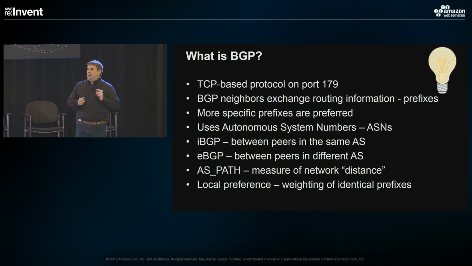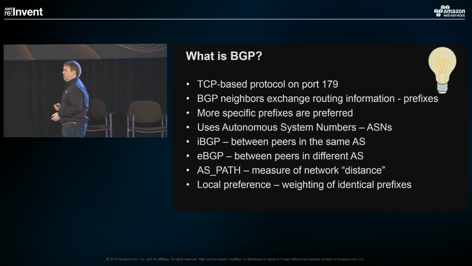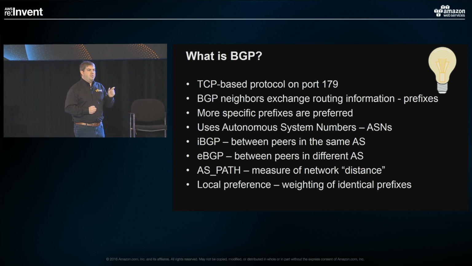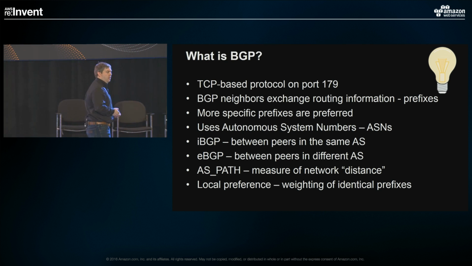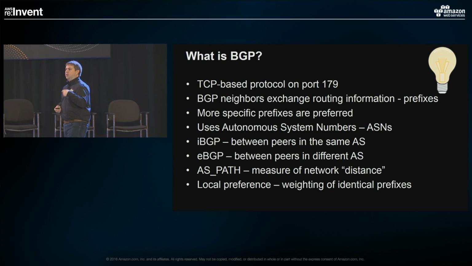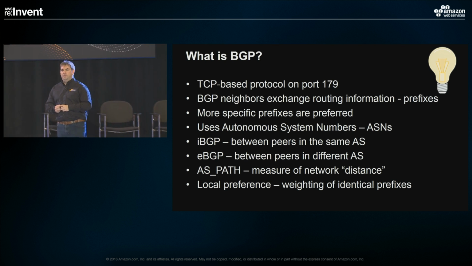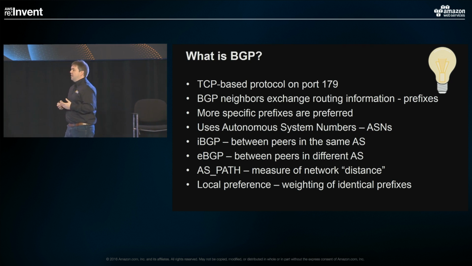AS path is a really important concept. It's a measure of network distance. So it's not the same as a traceroute with the amount of hops in it, but it represents the whole network that you're passing traffic through. And on the AS path, it will be identified by a number of the particular networks that your traffic is passing through. You can always configure a local preference to push traffic down a particular connection if needed.